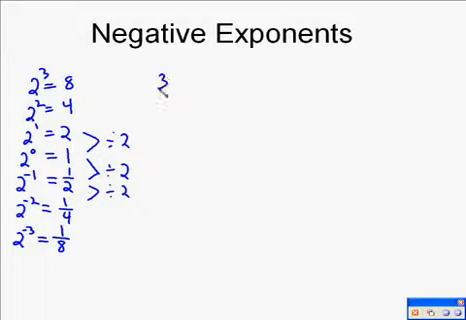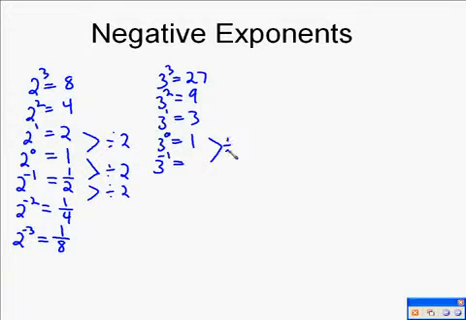Now let's look at the 3s and do the same thing so we can see this pattern twice. We already know 3 to the third is 27, and 3 to the second is 9, and 3 to the first is 3, and 3 to the 0 is 1. Those are what we did on that last slide. Now we can look at 3 to the negative 1. Well, 1 divided by 3 is just 1/3. Now 3 to the negative 2, well, divide by 3 again. 1/3 divided by 3 is 1/9. And 3 to the negative 3, well, 1/9 divided by 3 is 1/27.